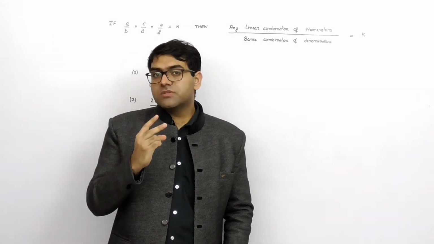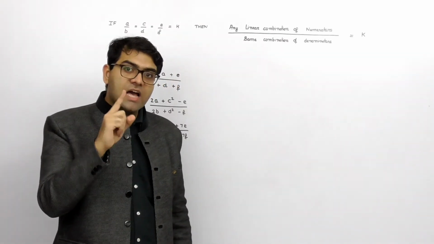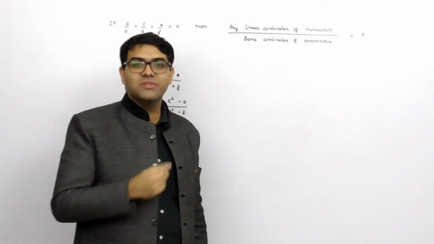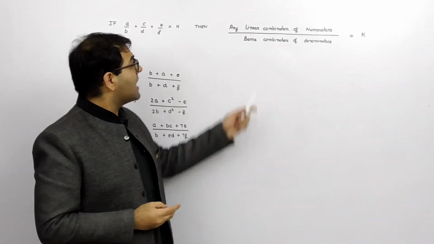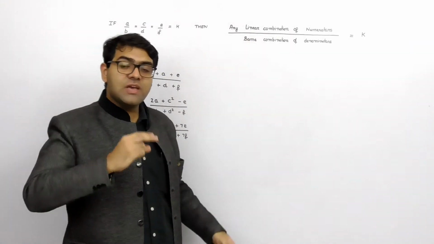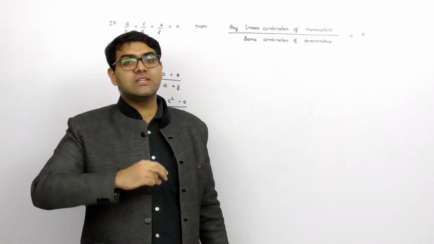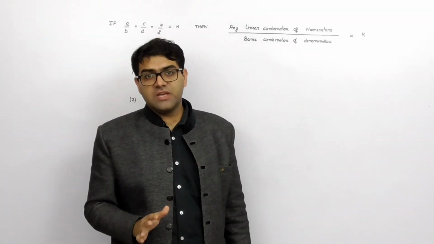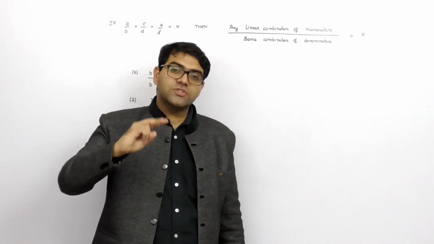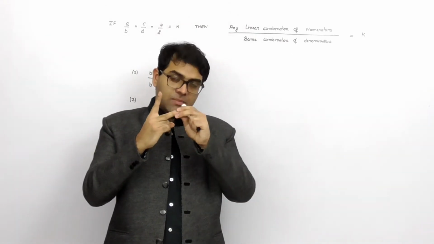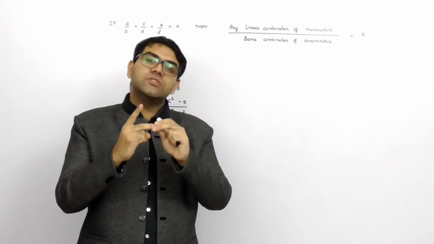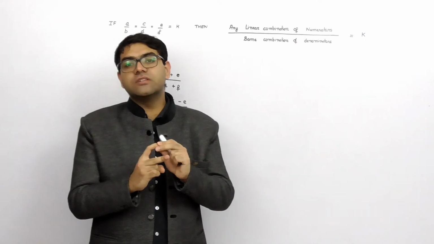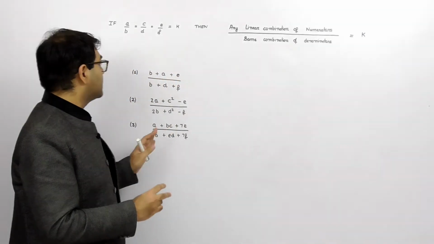दो points हैं इसमें समझने वाले. Number one, it has to be the same relation in your numerator as well as in your denominator. Second, it has to be a linear relation. If I create a quadratic equation, or let's say if I create a cubic relation, then the answer won't be K. Okay, so there are two conditions to law of equal ratio. Number one, it has to be same relation in numerator as well as denominator. Number two, it has to be a linear relation. Now let us try out these three examples.